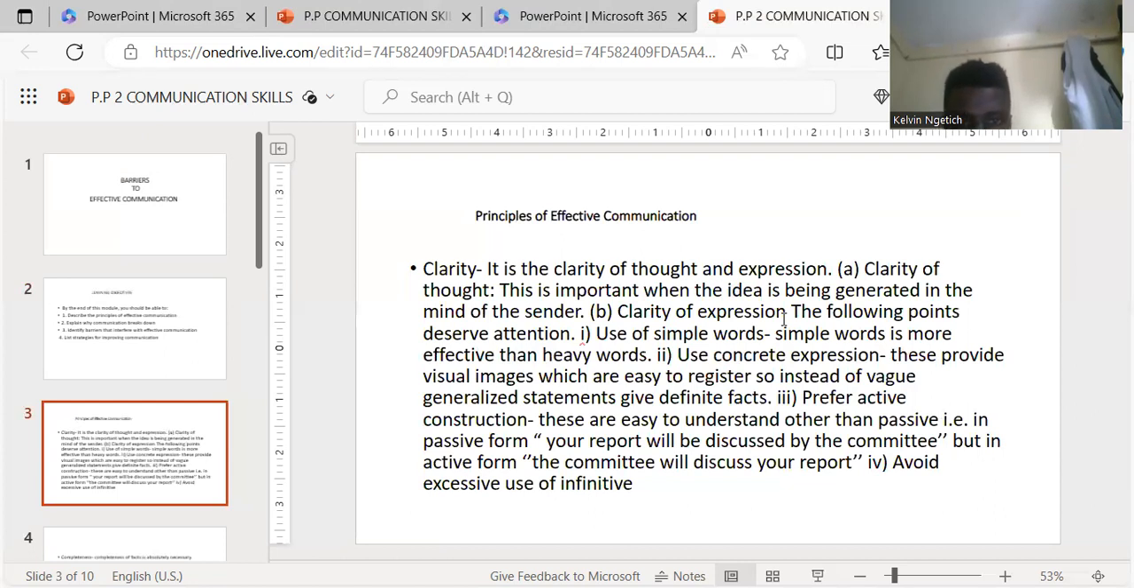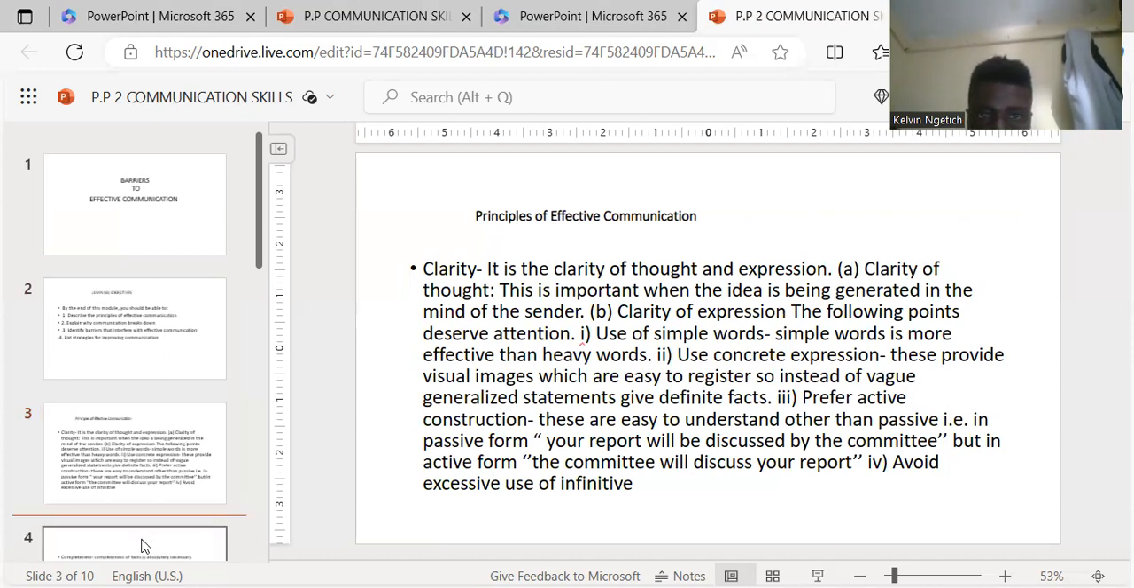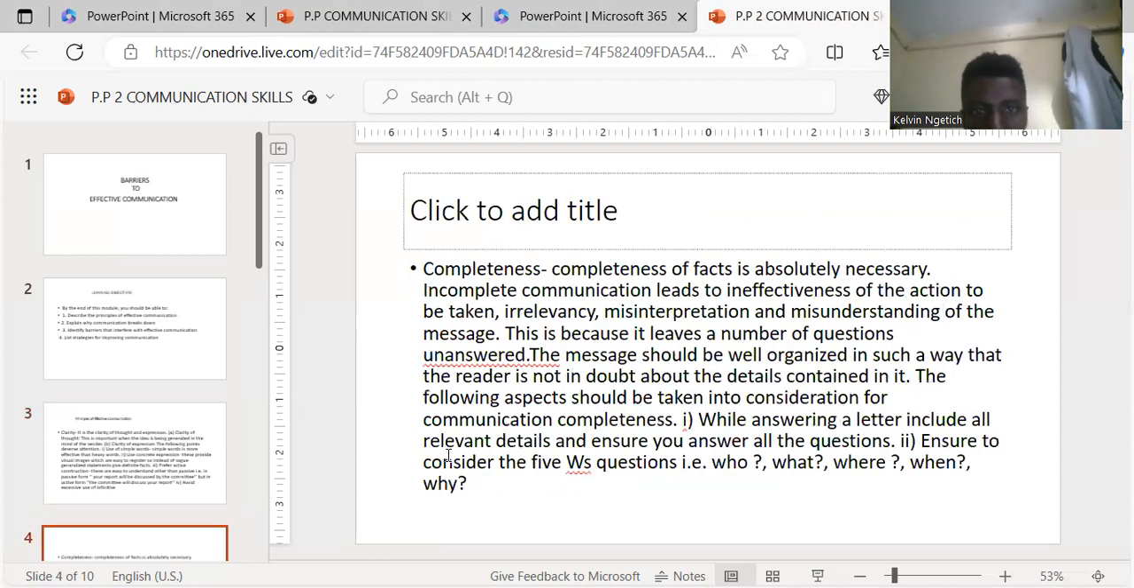For instance, in the passive form: "Your report will be discussed by the committee." But in the active form: "The committee will discuss the report." Lastly, avoid excessive use of the infinitive.